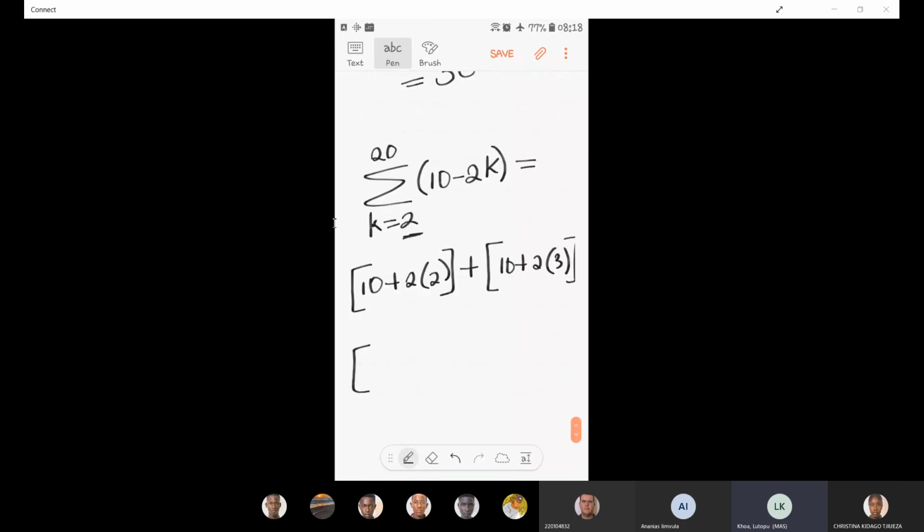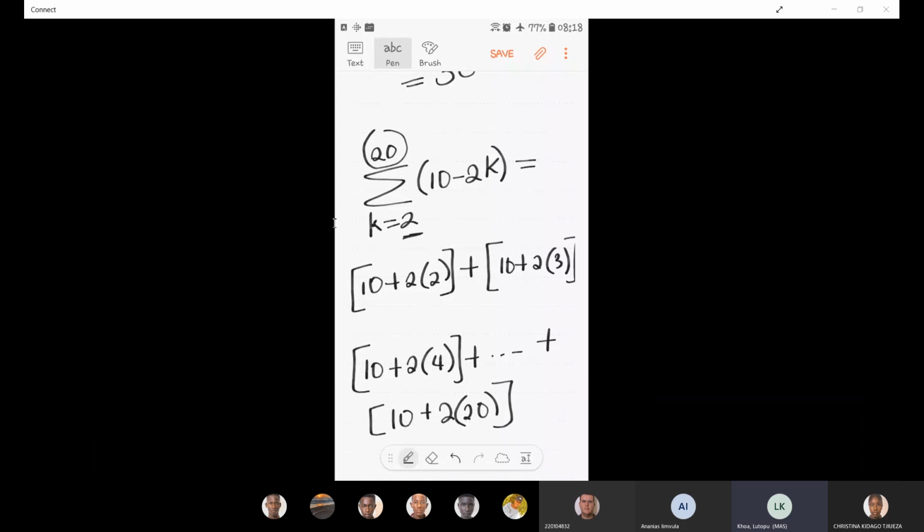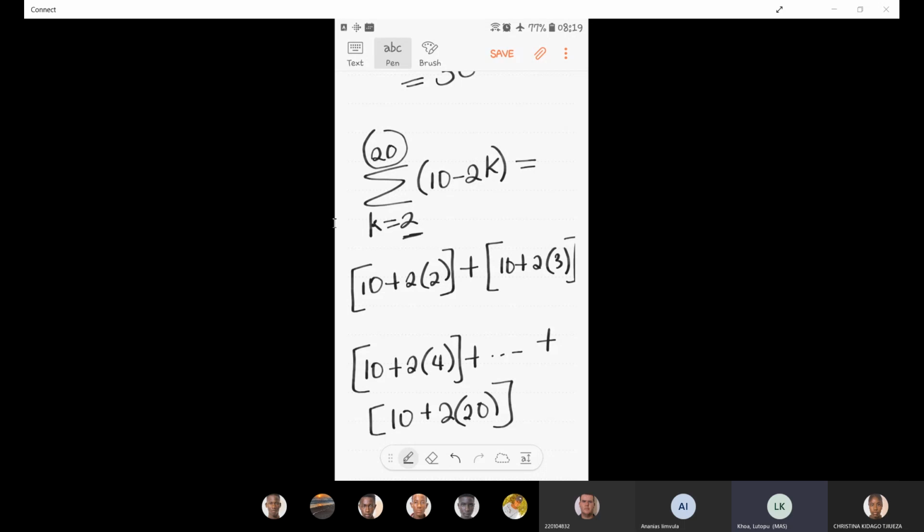And then the third one, I would say 10 plus 2 times 4. And then I would keep adding until eventually I got to 10 plus 2 times 20. There's 20 over here. That is my end point. But now you notice that with 20, it might not be too difficult to work this out. We have 20 terms, but sometimes I could give you 1,000 as your end point, and writing down all those 1,000 terms will be quite tedious and it'll take you quite a long time to do.